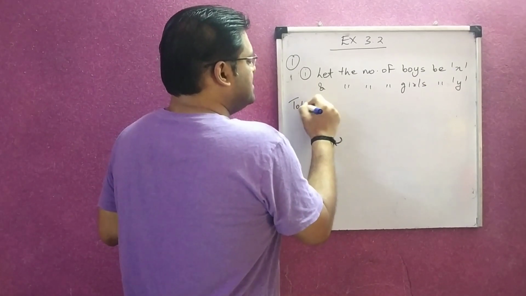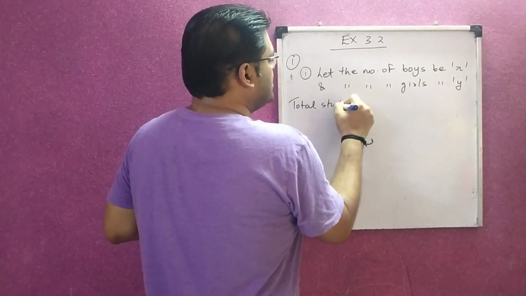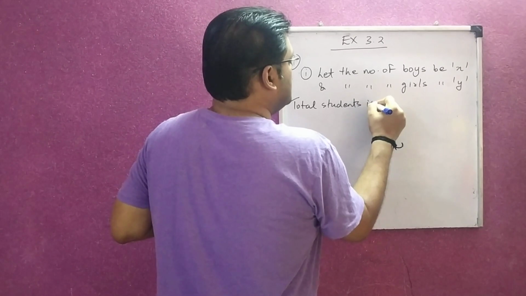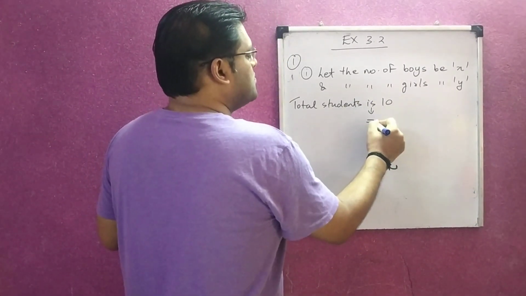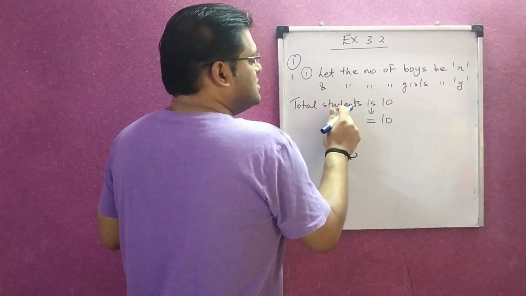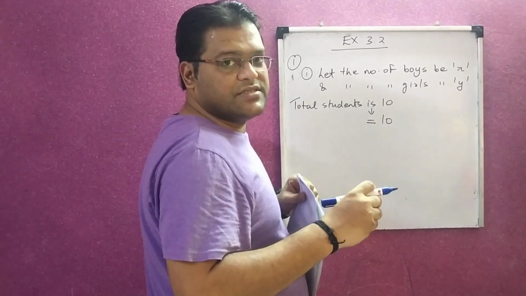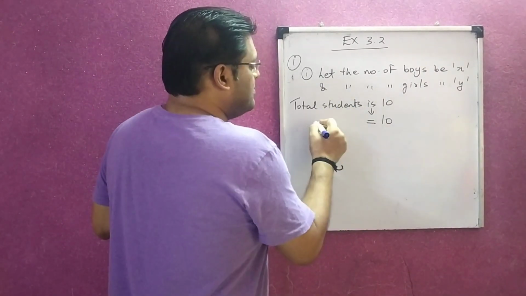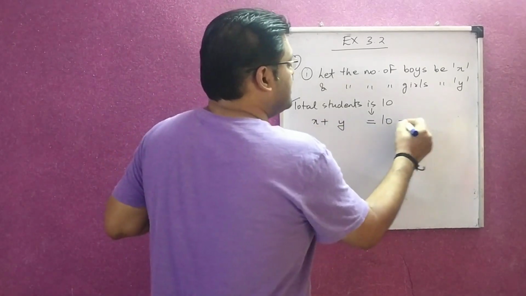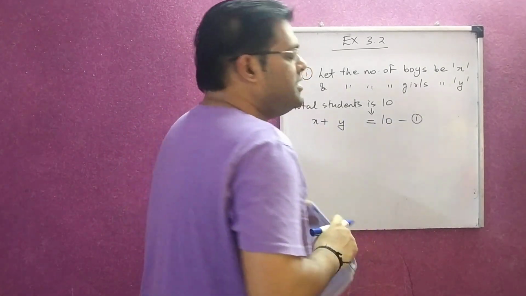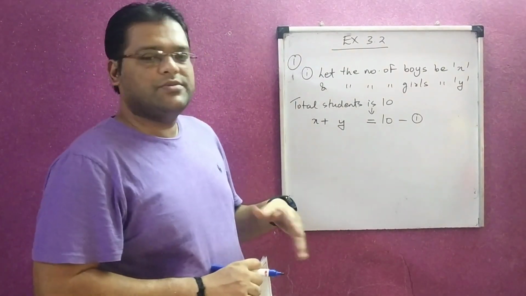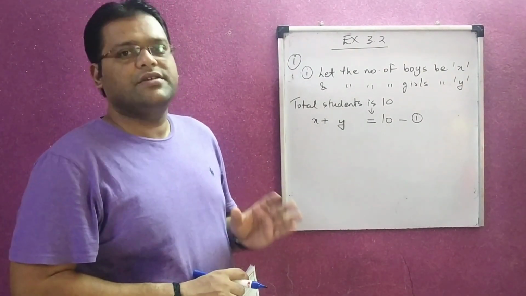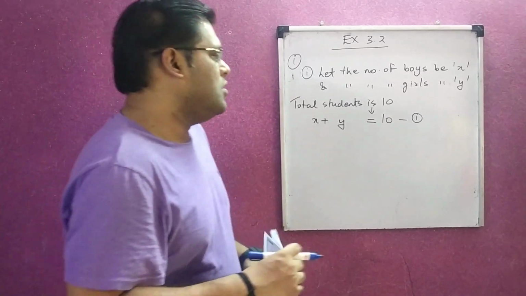Now, the first sentence is that total students is 10. "Is" stands for equal to. Total students means the number of boys plus the number of girls. That means x plus y is equal to 10. That is equation number 1. Total students means boys and girls together, that is 10.